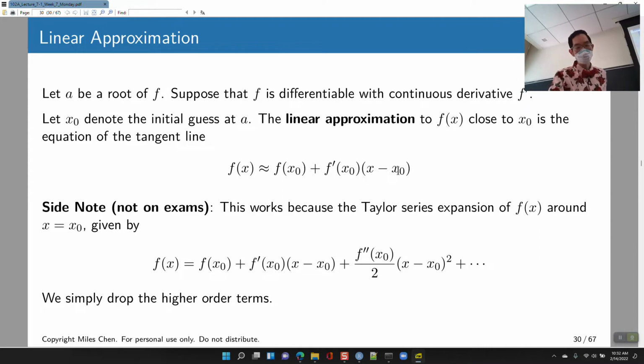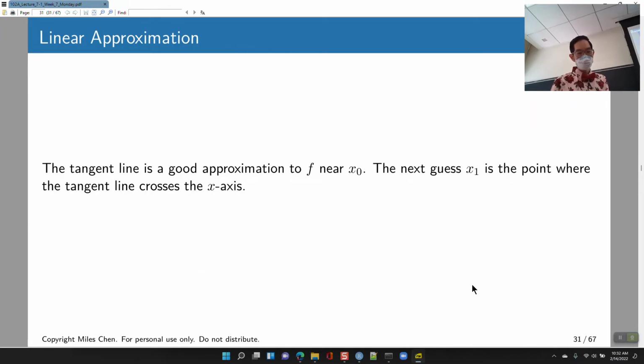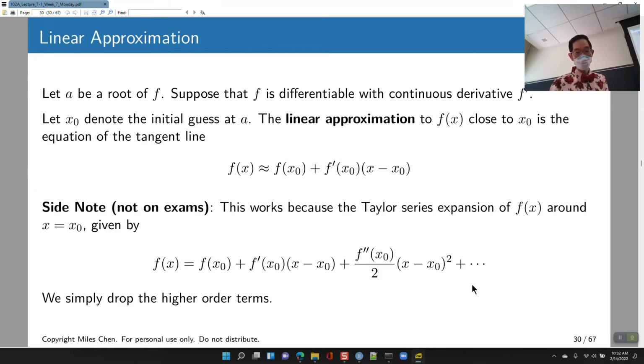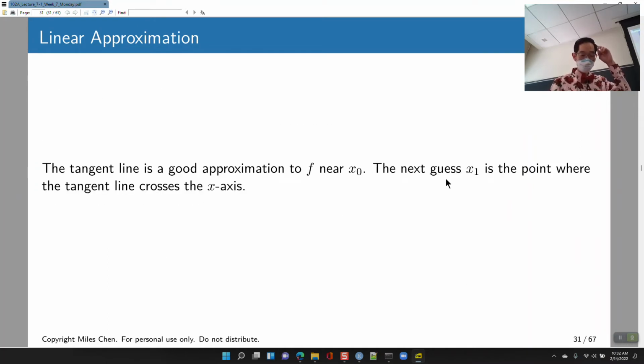x minus x0. And the reason why this works is if you think about your Taylor series expansion of the function at any point, you can show that as long as you go off to infinity, you can get the whole thing. Basically, we're just taking the first two terms of your Taylor expansion, the linear component, and we're just dropping everything with a higher order term. And so the tangent line is a good approximation for this. And then we say the next guess for the root is going to be where the tangent line crosses the x-axis.